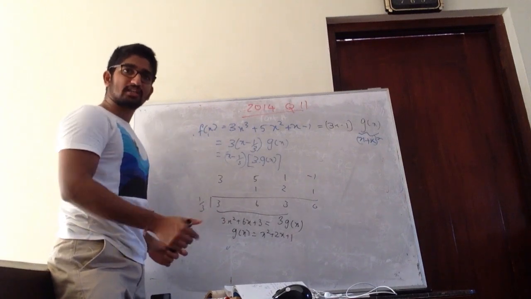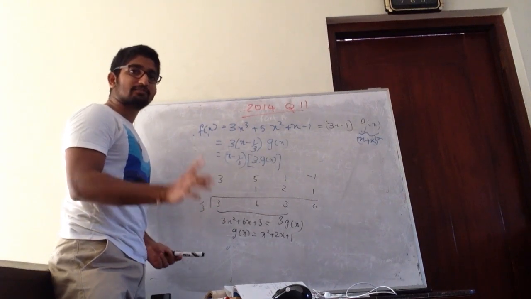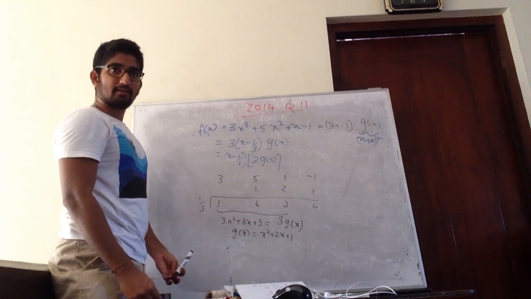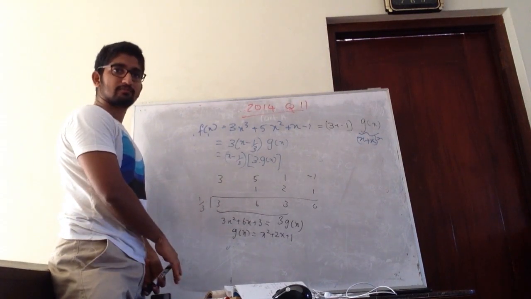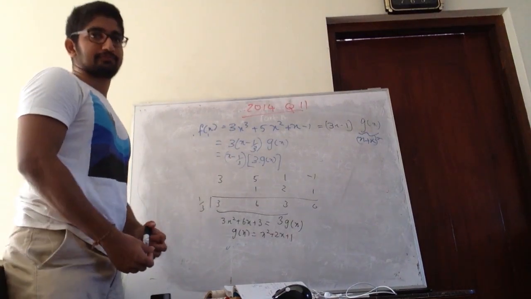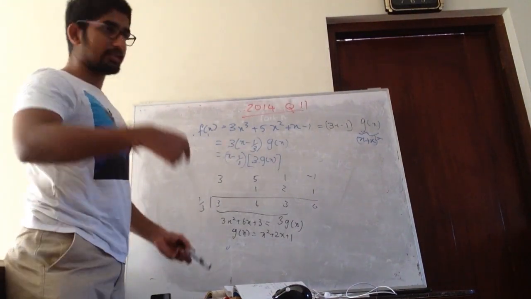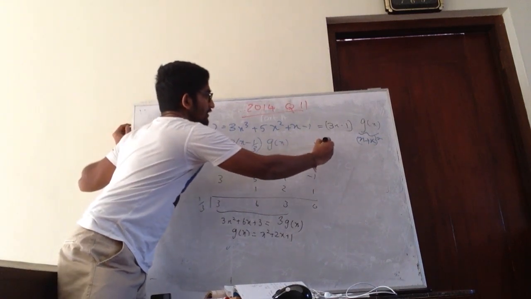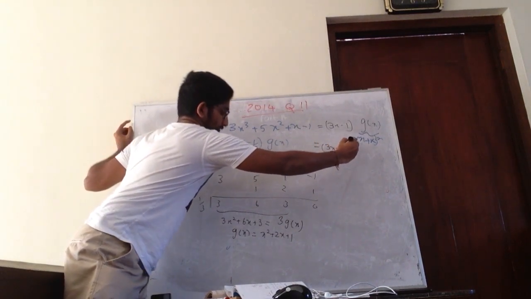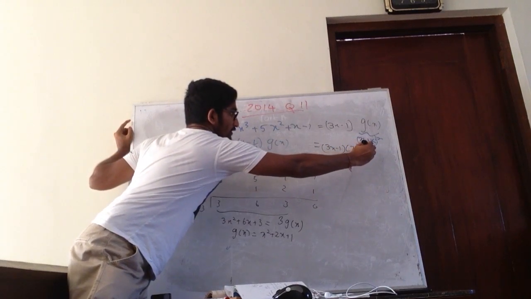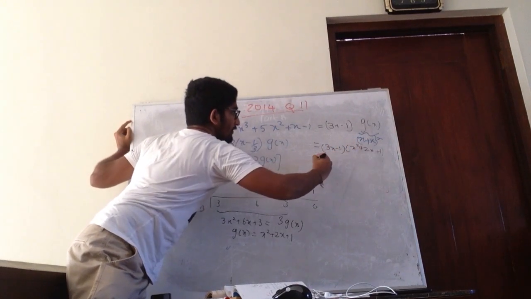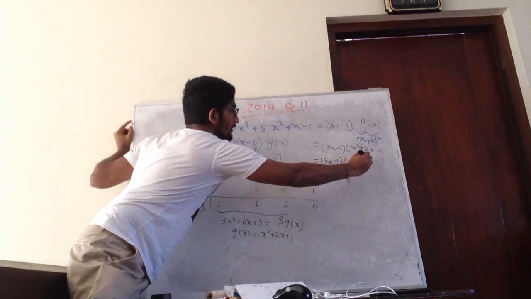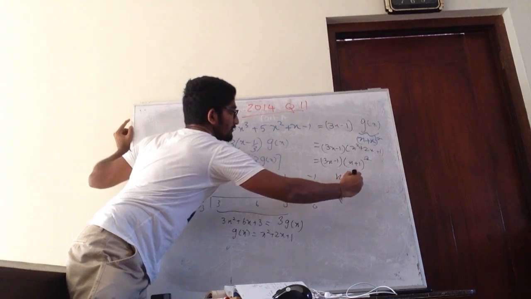So that's the logic here. That is why you divide by 3. That is why you make this theorem up. So this is the logic. So now you can straight away write this down. Now gx is 3x minus 1 times x squared plus 2x plus 1, that is 3x minus 1 times x plus 1 squared. So case 1.